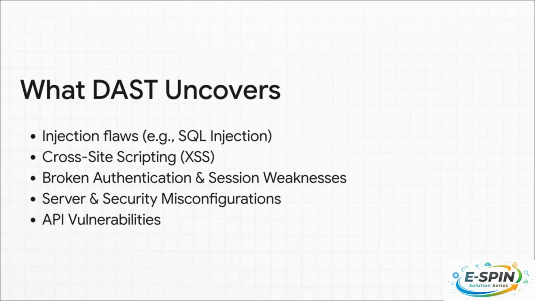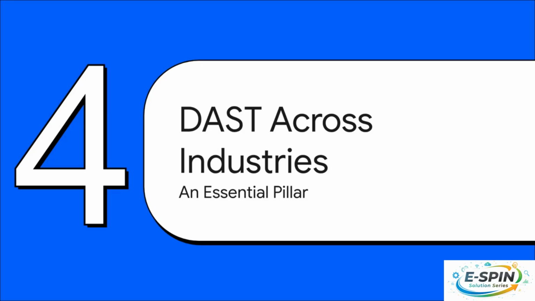And what kind of nasty stuff does it dig up? Well, DAST is amazing at finding those big, scary vulnerabilities, like SQL injection or cross-site scripting. But notice something. These aren't just simple bugs in a line of code. They're often flaws in the logic and configuration of the live system. The exact kind of thing that just looking at the code alone can completely miss. Okay, so we've covered the what and the how. Let's move on to the big why.